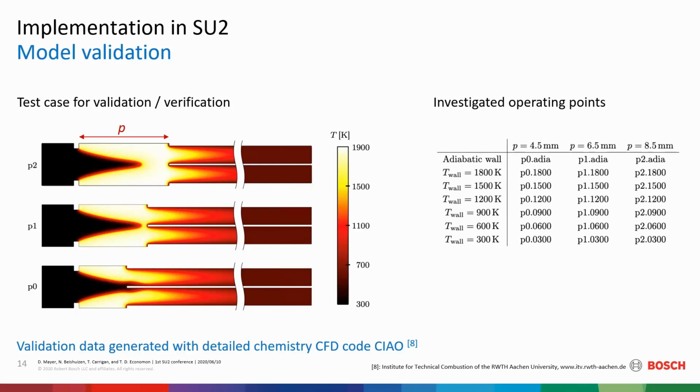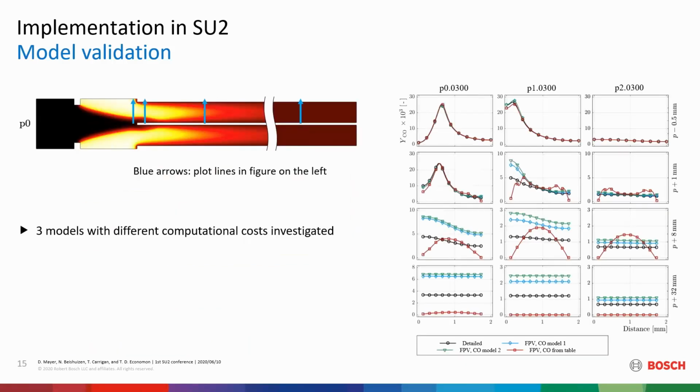So you run those three geometries and then a couple of different wall temperatures, which gives us this set of validation data. And on this slide, I just exemplarily show the most extreme case. So this is the P0 geometry with the coldest wall temperature of 300 K. And on the right-hand side, you can see line plots of carbon monoxide plotted along those blue arrows here. And compared is the detailed chemistry data, which is shown in black, and it's compared to three different models.